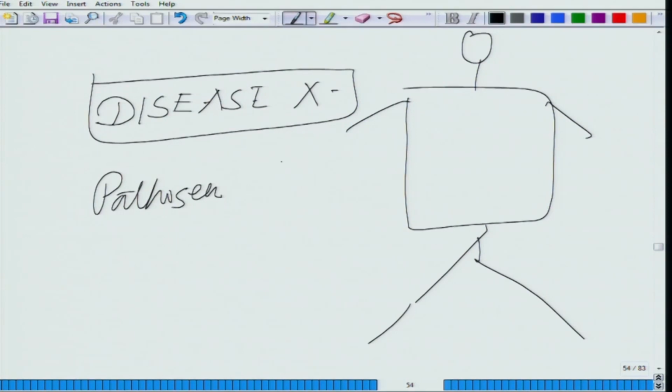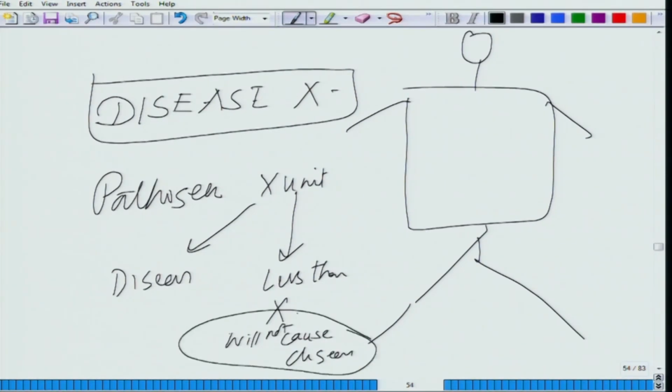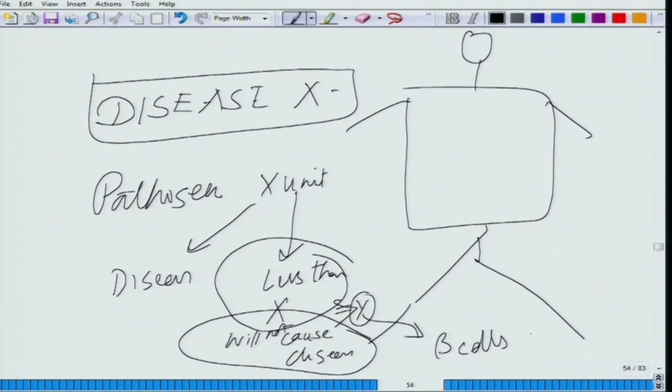And I know the level, say for example, X unit will cause disease. So, anything less than X unit, fairly very less than X, will not cause disease. Okay. But this amount, which is say for example equal to Y, is good enough to activate the B cells. Okay. So, what I do, I pick up this titer and inject it in this person.